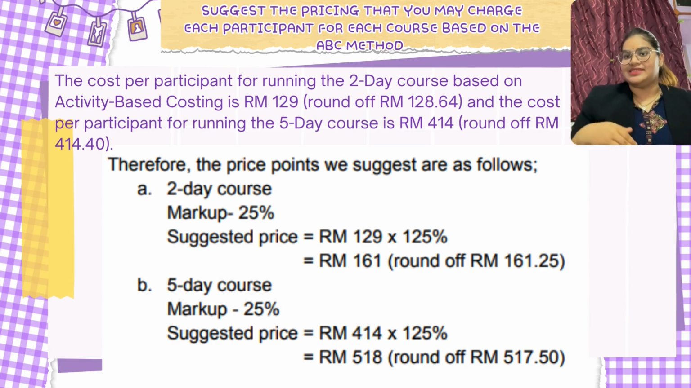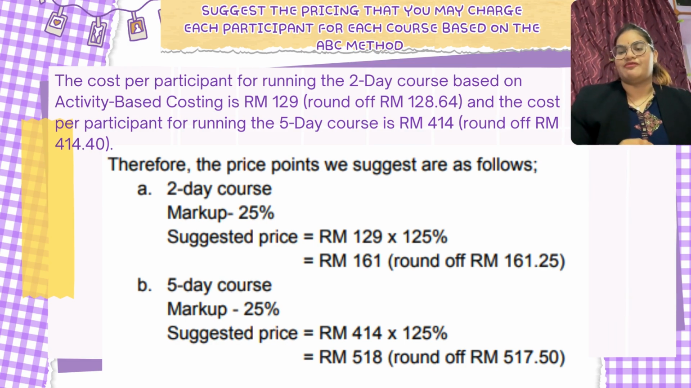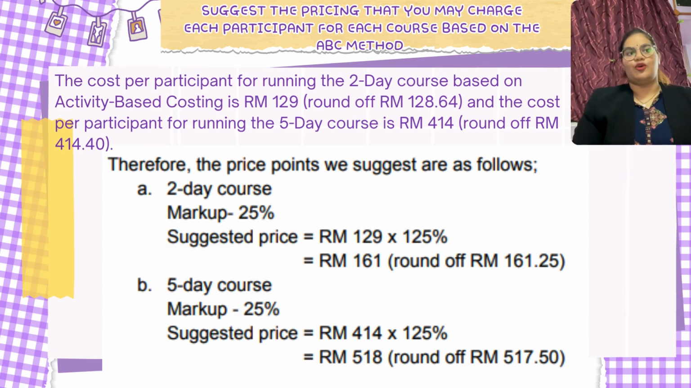Gemilang Company has decided to mark up its prices by 25%. So firstly, before doing that, the company has decided to round off its digits for its activity-based costing, which is the 2-day cost to RM128 and the 5-day cost to RM414. For our 2-day course, due to the markup of 25%, we get a suggested price of 161, and for the 5-day course, with a markup of 25%, we get a suggested price of 518.